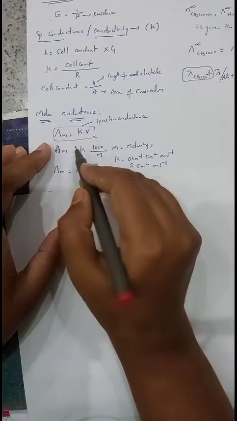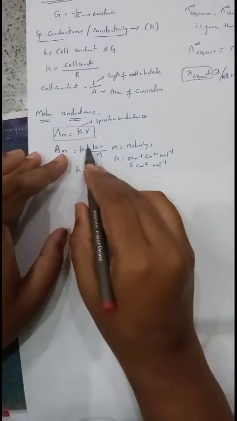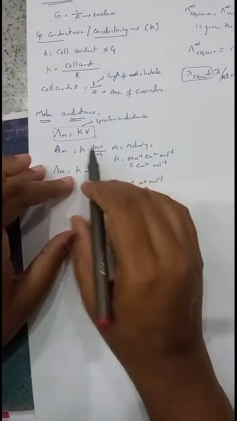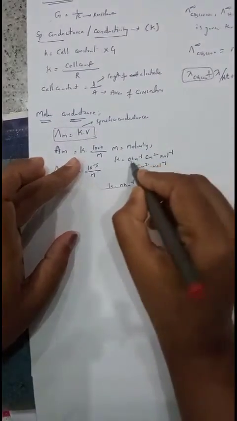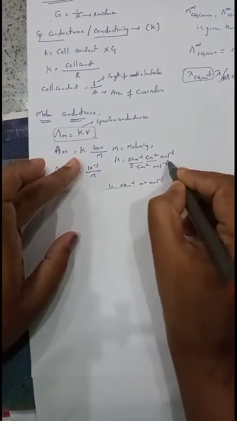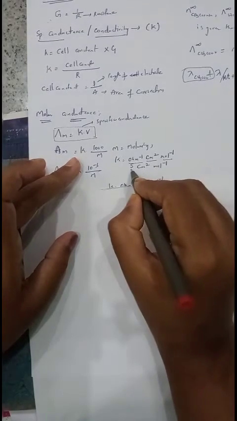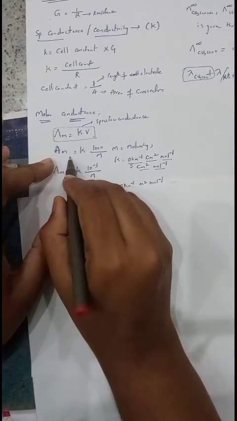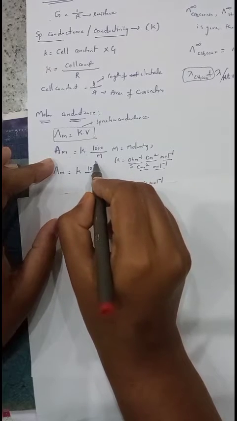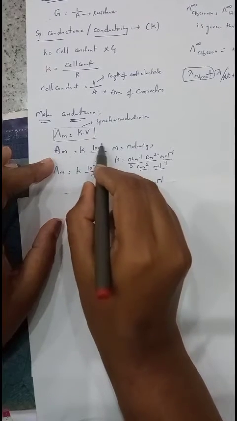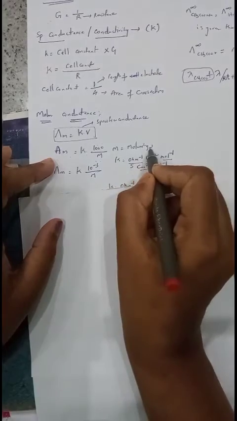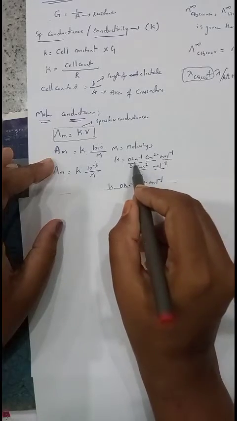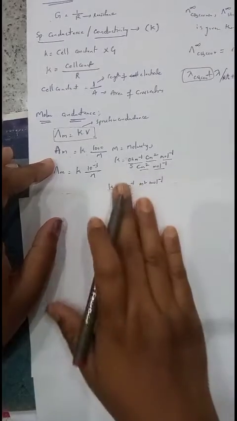The volume value changes based upon the units of K. Here M is nothing but molarity. If K is given in ohm inverse centimeter square mole inverse, or Siemens centimeter square mole inverse, then we have to use the formula lambda m equals K into 1000 divided by M. Here M is molarity. We use this formula whenever the K value is given in those units.